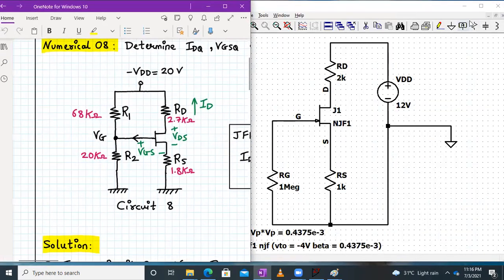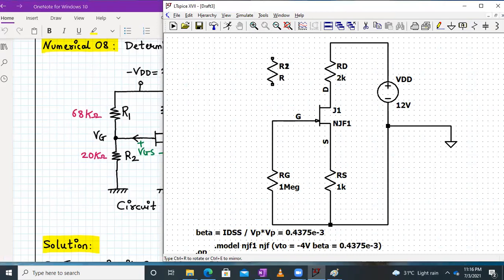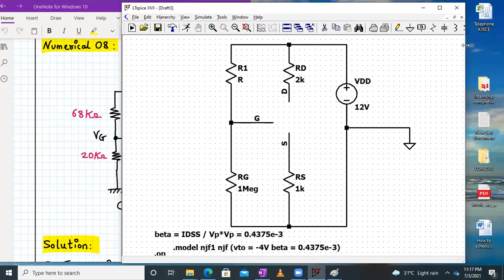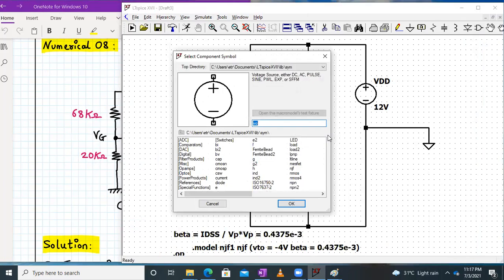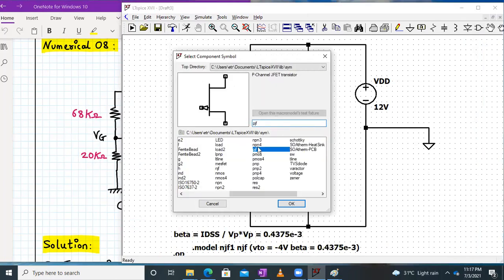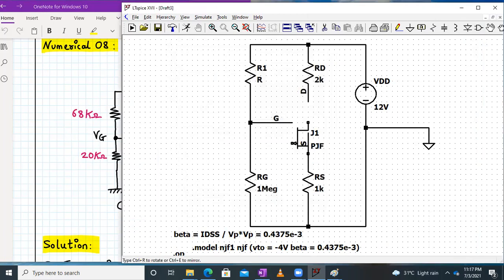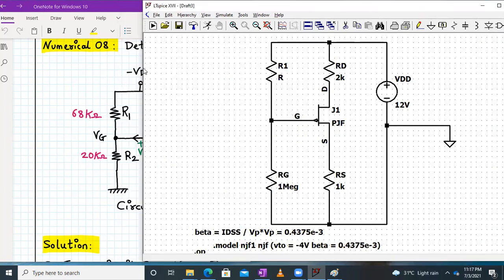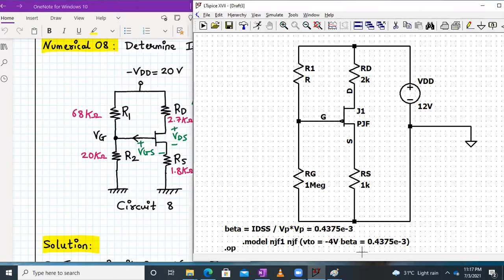So over here we have to add a resistor. So we are adding a resistor over here. And we also have to delete the N channel JFET. We have to select a P channel JFET. So we'll go over here, type PJF. You will have a P channel JFET. You connect it to the circuit. So here it is, my P channel JFET. Okay. Now I'll go back over here and I'll enter the new values.